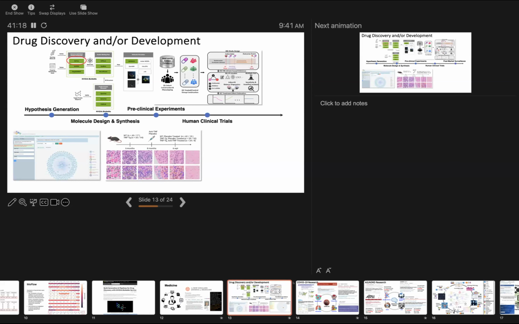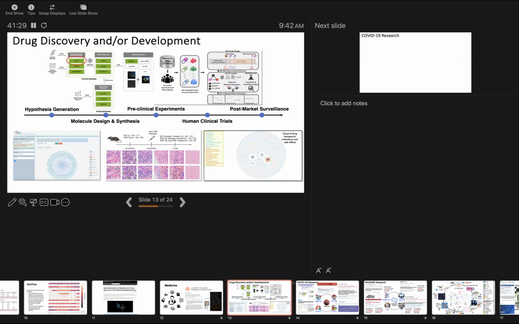So we have done some work on trial emulation using real-world clinical data to inform human clinical trial design, and then even to post-market surveillance. After your drug is on the market, you don't want anything really bad to happen, like a severe side effect, which didn't happen in your human clinical trial phase, but happened in the real world. This is because of the population discrepancy. The participants in the trial are always different from the real-world patients.